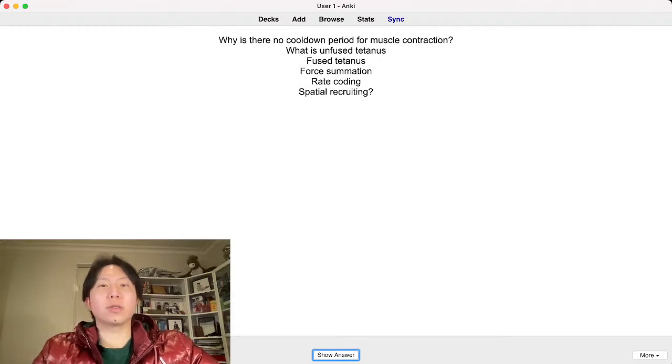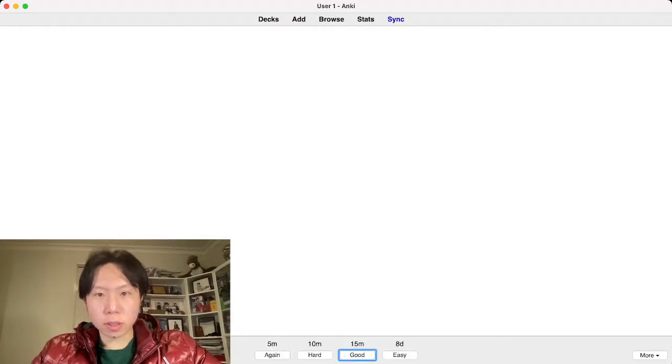Unfused tetanus is where it's just separate. Fused tetanus is when it's connected. Forced summation is where contraction gets stronger. Rate coding is contracting faster. Spatial recruiting is getting more motor units.